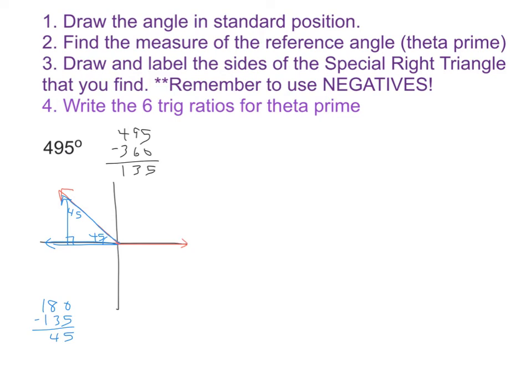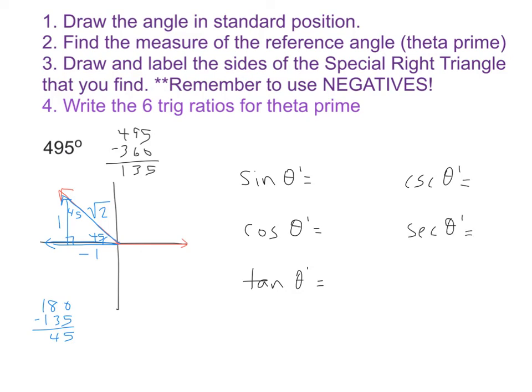So we're going to go ahead and label the sides of the special right triangle. Across from the 45 degree angles are 1 and 1, but remember we're moving left here, so that'll be a negative 1, and we're moving up here, so that will be a positive 1. And the hypotenuse of a 45, 45, 90 triangle is always the square root of 2. All right, and again, all we have to do at this point is write our trig ratios, sine of theta prime, cosine of theta prime, tangent of theta prime, and then we'll write the reciprocal fractions for cosecant of theta prime, secant of theta prime, and cotangent.